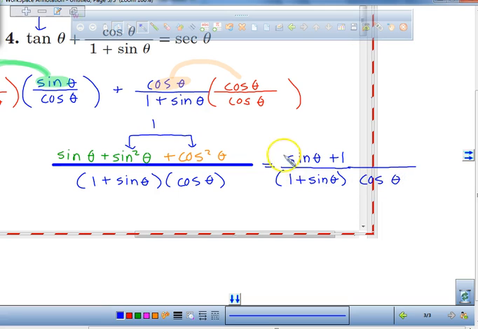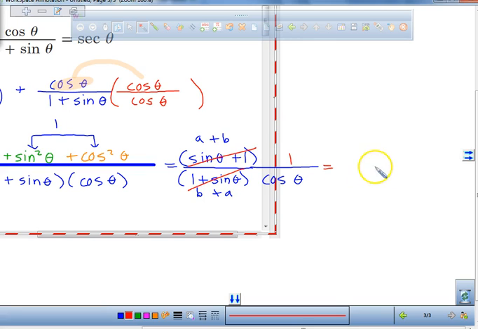Does everybody understand that if I said this is A plus B, this would be B plus A? And they're the same. Because you're allowed to switch things. All right? You have what's called the commutative property of addition and multiplication. A plus B is equal to B plus A. A times B is equal to B times A. That's okay. These are still going to cancel to a 1. And so what do we have? We have a 1 over the cosine of theta.